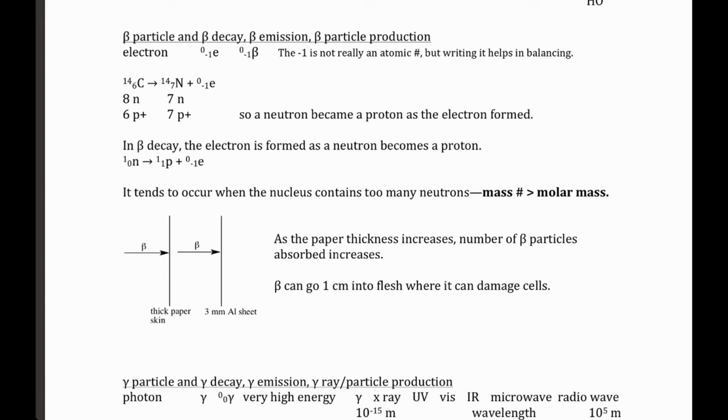As the paper thickness increases, the number of beta particles absorbed increases, and beta particles can go 1 centimeter into flesh, and they damage cells as opposed to killing them. So that makes them dangerous in the sense of giving rise to mutated cells, which then can become cancerous.